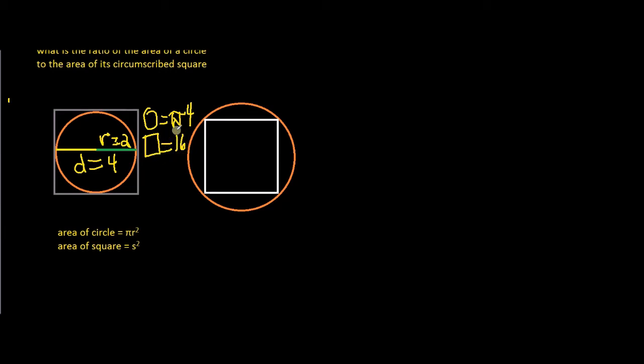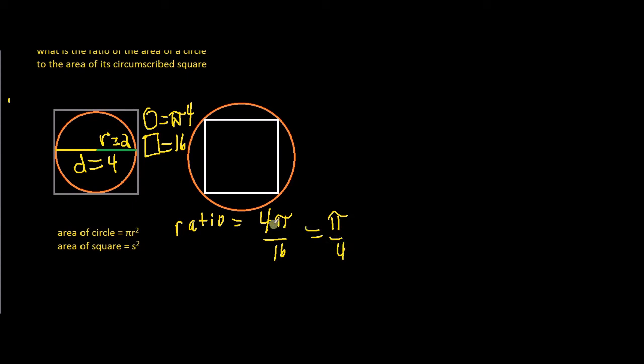So what's the ratio of the area of this circle to the area of its square? Well, we're going to put them over each other, make a fraction, and take the ratio. The ratio equals 4 pi over 16. So the ratio is just pi over 4.